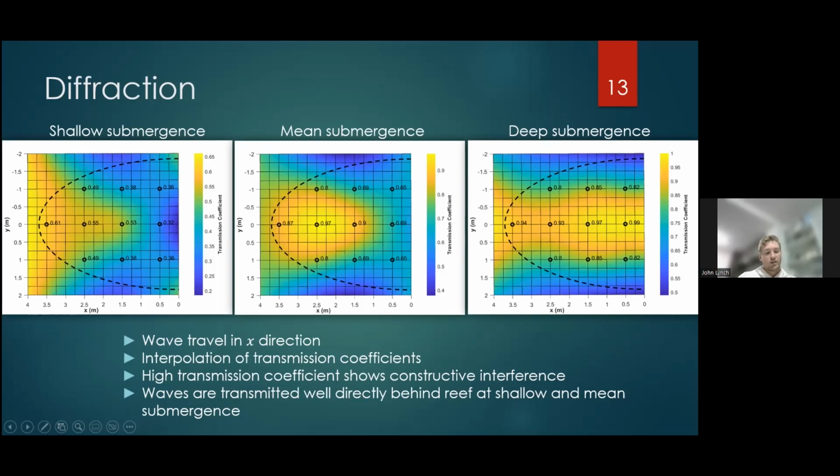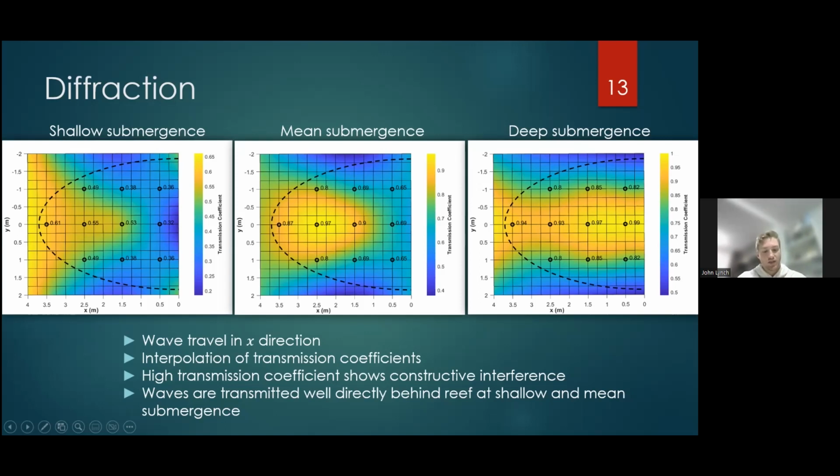And these plots show the effect that diffraction has on the transmitted waves behind the reef. The probes and areas showing high transmission coefficient values indicate constructive interference occurring, where 2 waves diffract from the reef's back edge to meet, and their crests are superimposed to form a wave that is considerably larger than those surrounding it.